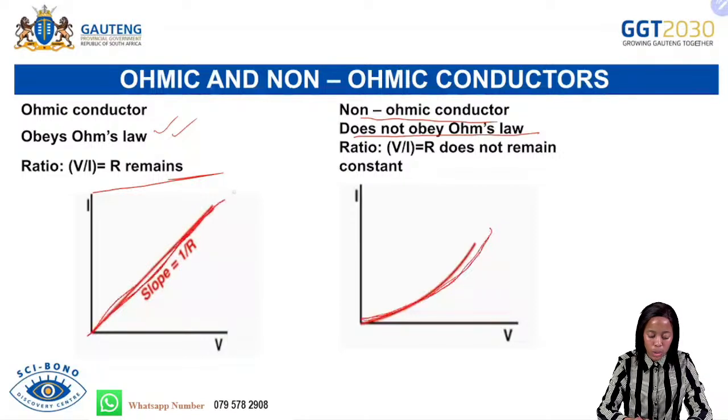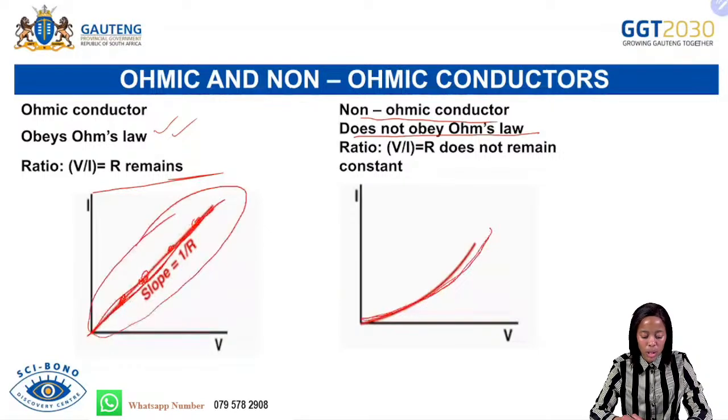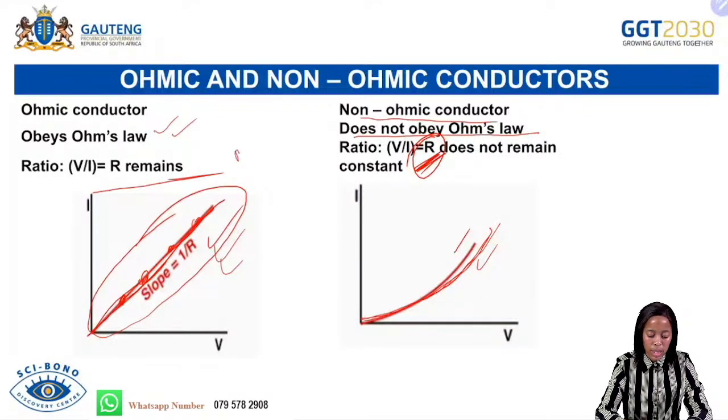But with the ohmic conductor, it remains constant because, as you can see here, this is a straight line, and if you calculate the gradient between any 2 points, the gradient between any 2 points will give you the same value. But with this graph, the gradient between any 2 points will not give you the same value, that is in terms of R there.